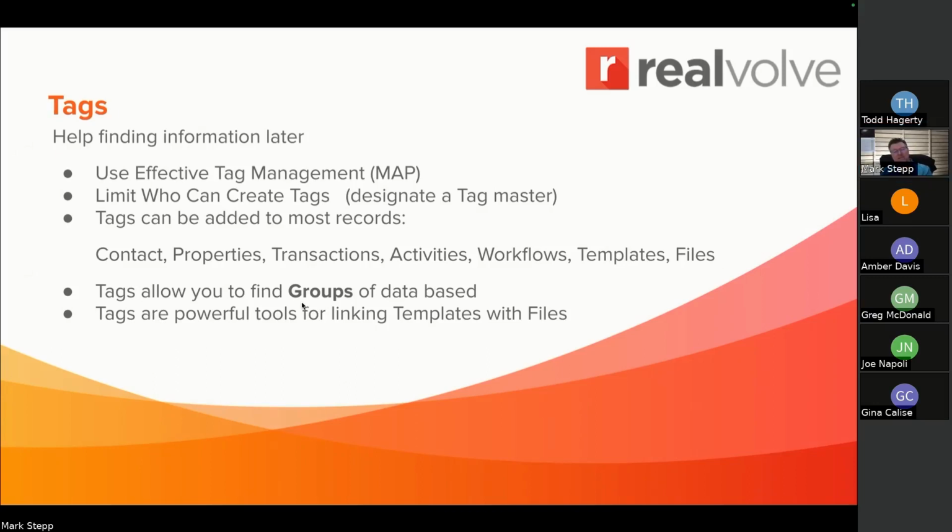Tags allow you to find groups of data based off of something, so we've already kind of gone through that for the filtering. The purpose of the tag is so that you can use them in a filter of some sort, so those groups of people can be retrieved by that tag. Tags are a powerful tool as far as linking templates to files, and that's really what I want to show right now.